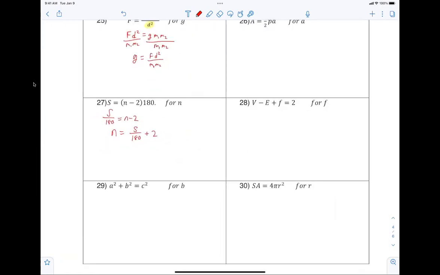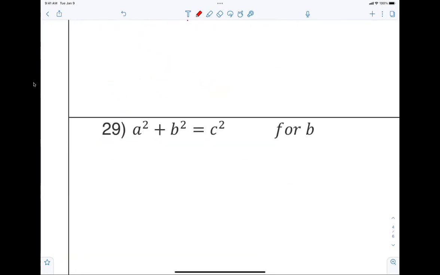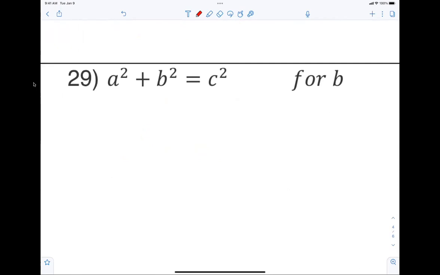All right, let's take a look at 29. We're solving for B. First step is easy. Second step, not so much. Subtract A squared. So I have B squared is equal to C squared minus A squared. Now, how do I get rid of A squared?